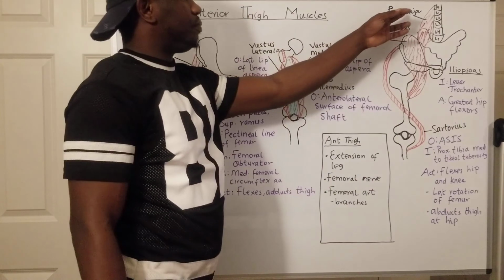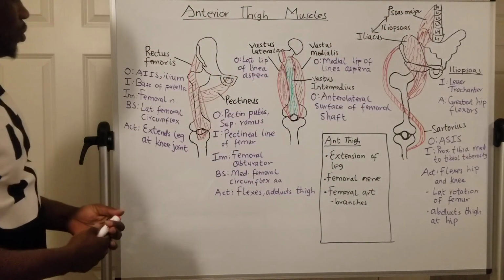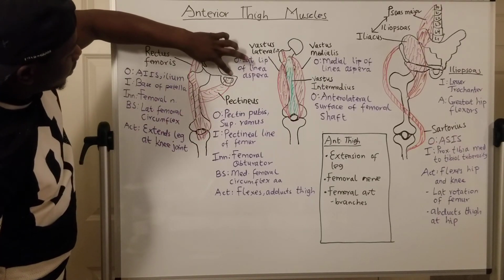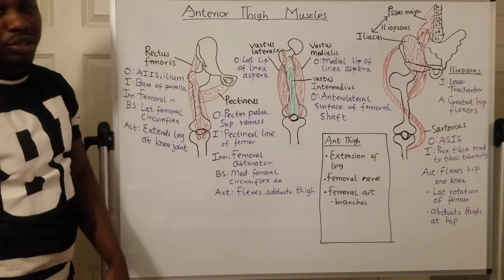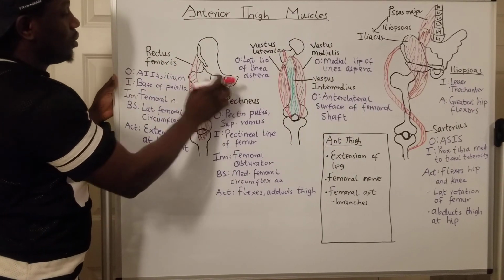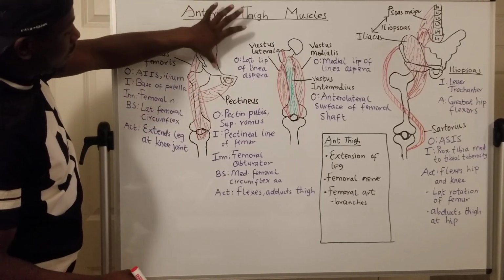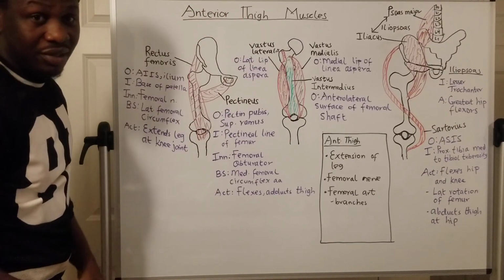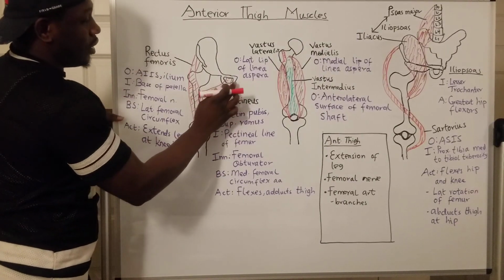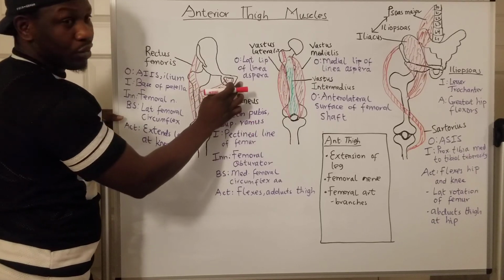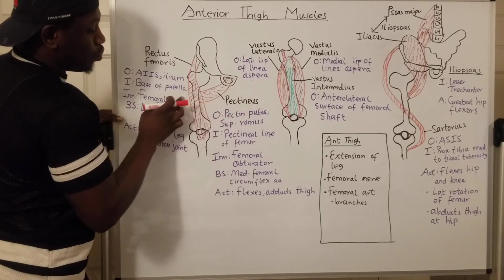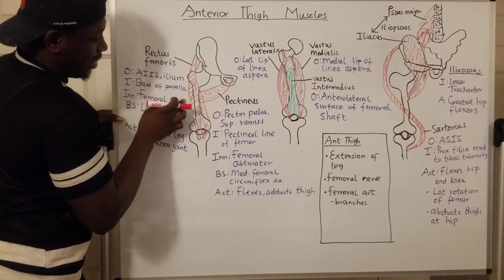Let's look at the pectineus. For the pectineus, the origin is from the pecten pubis or the superior ramus. When you look at the bone, we have the ilium, the ischium, and the pubis, which make up the hip bone. So the pectineus will start from the superior ramus of the pubis bone, and then it will insert on the pectineal line of the femur.